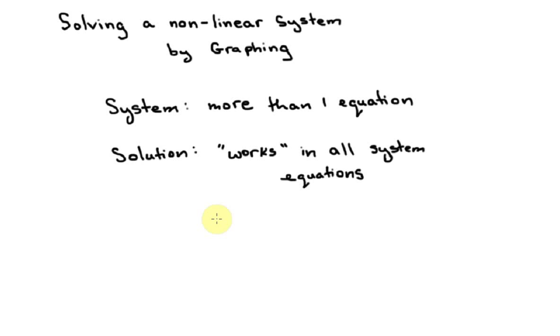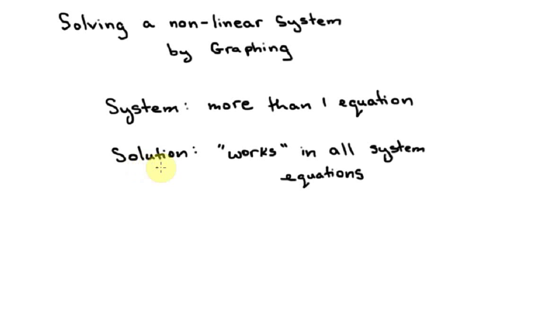Well, welcome to solving a nonlinear system by graphing. Now, first of all, what do we mean by a system of equations? Well, I've written the definition here. A system of equations just means more than one equation. Now, that's usually just two equations in grade 11.